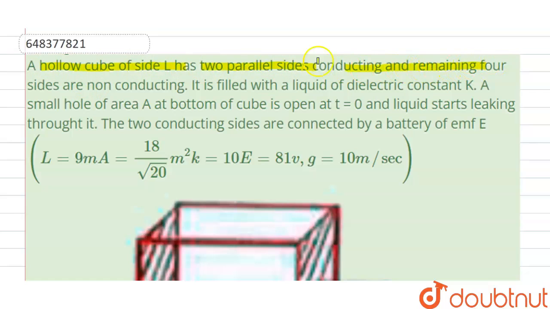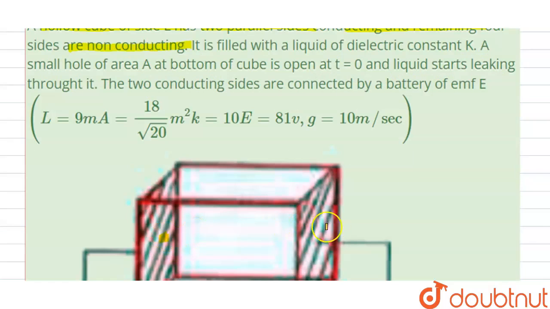Hello student, here our question is: a hollow cube of side length L has two parallel sides conducting and the remaining four sides non-conducting. Okay, these two sides are conducting and the remaining four sides are not conducting. It is filled with a liquid of dielectric constant K.